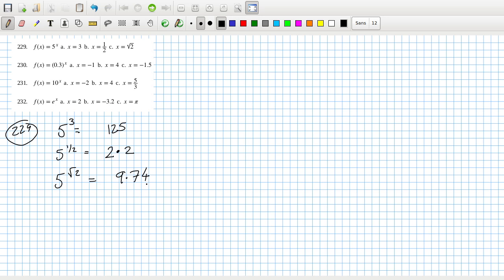So that should be 2.24. 2.24 and 9.74. Yeah. Okay. So then 230, 0.3 power minus 1, 0.3 power 4, and 0.3 power minus 1.5.